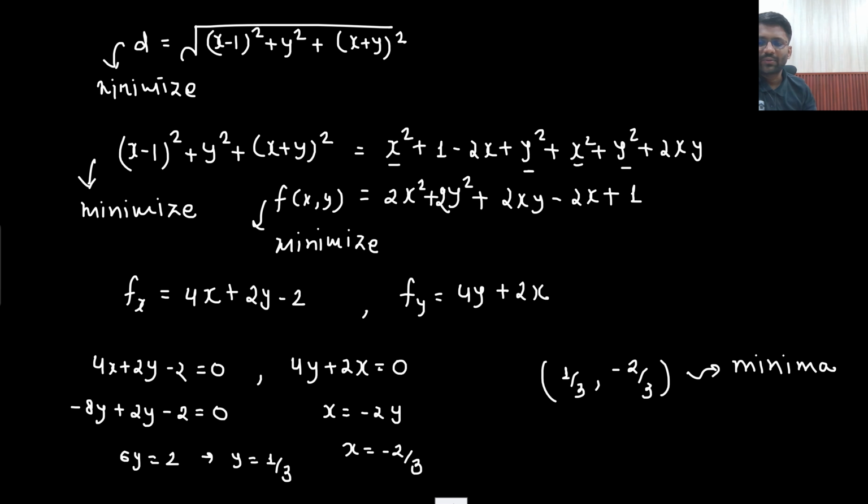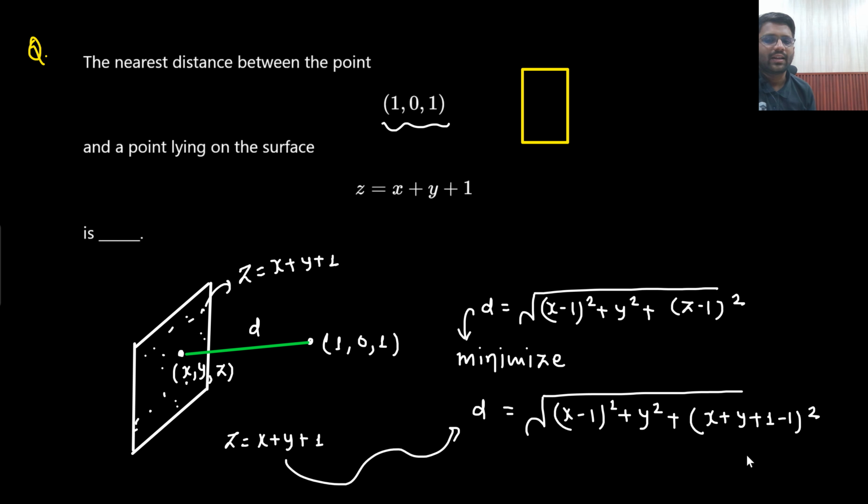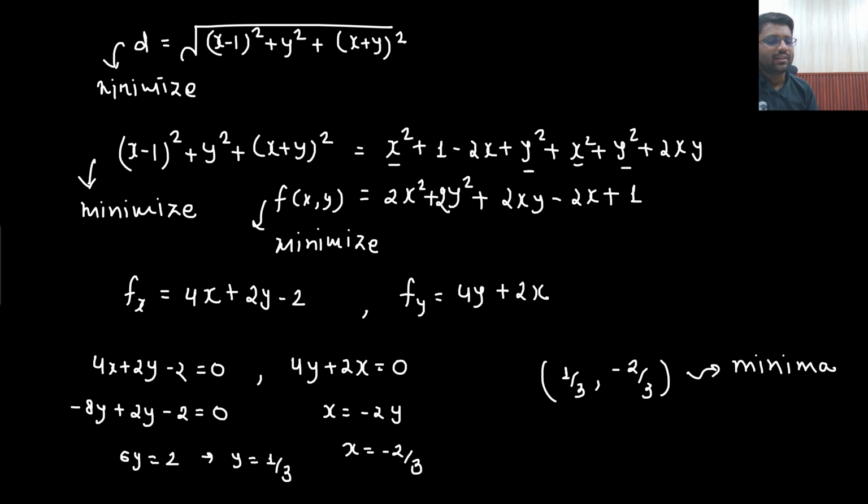Understandable? I hope the calculation is fine. You will have to trust that this point will be the point of minima only. Why will you have to trust? Because, sir, they are asking to minimize the value, no? If they are asking to minimize the value, then it would be minima only, right? Otherwise you can check as well.